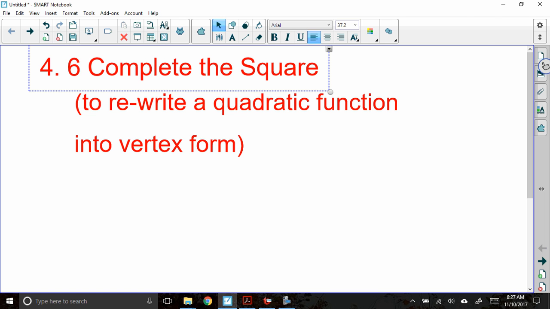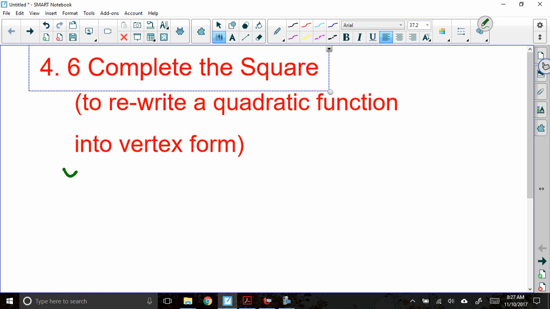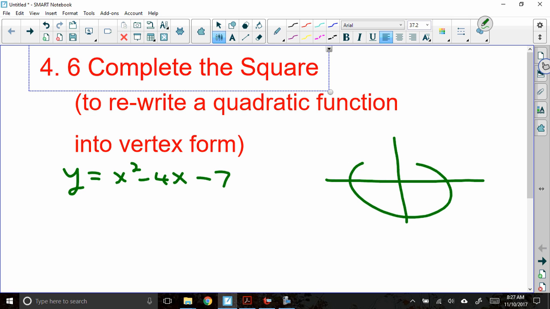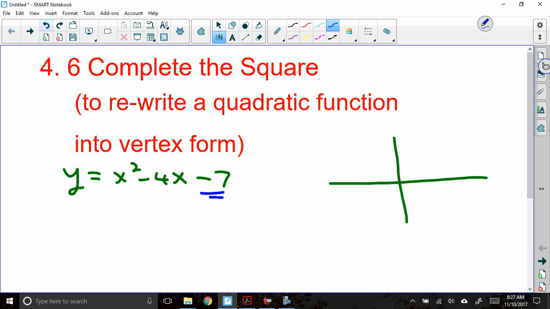Okay, so just a trip down memory lane. Y equals x squared minus 4x minus 7. That's a quadratic function in standard form. And if we had to graph something like that, the only thing we really definitively know, oh my gosh, why am I drawing a unit circle? The only thing we really definitively know about it, since this negative 7 is on the end, is that this particular graph would have a y-intercept of negative 7.